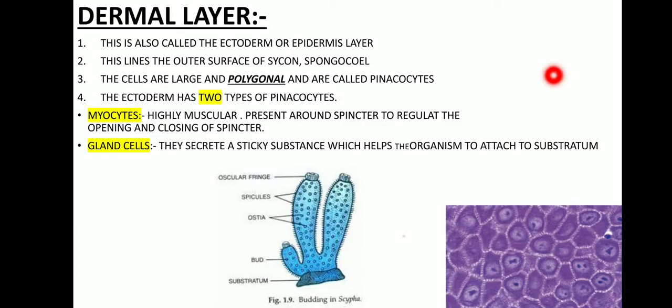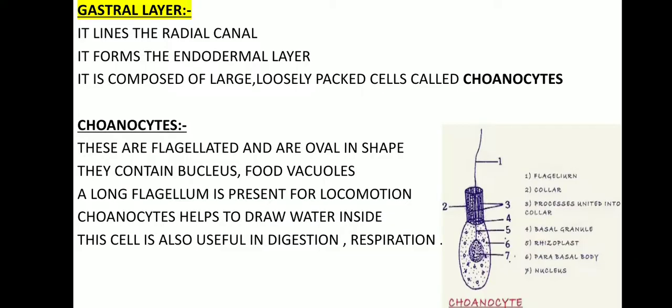This is about the first layer. And now let's discuss the gastral layer, which is also called the second layer. Gastral refers to something like gastric and internal, right? So it is also called endoderm. It lines the radial canals.